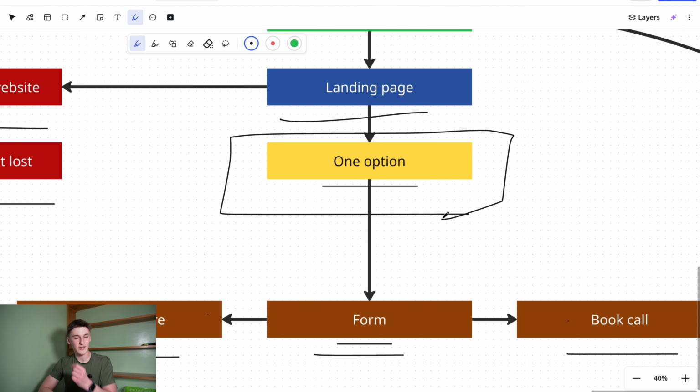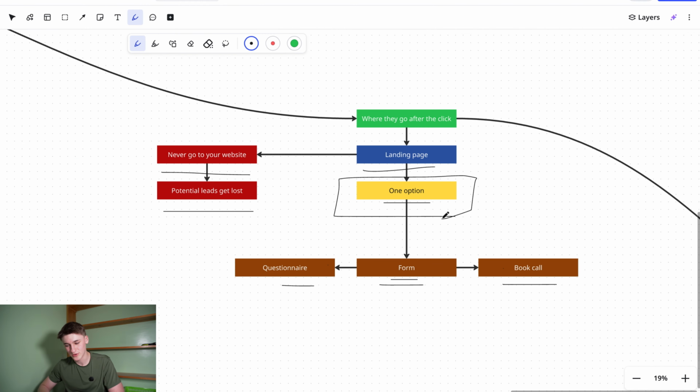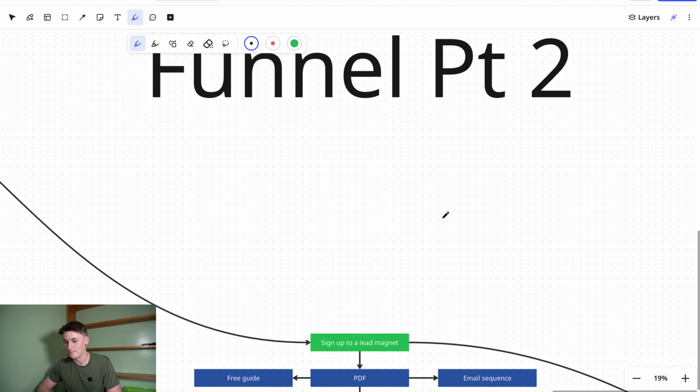They click through, they read information, they fill out a form, and they become a lead from there. There's no second guessing, there's no where do I go next. It's purely they have one option and one way to go. And that's what we want to happen. So that's the funnel part one.